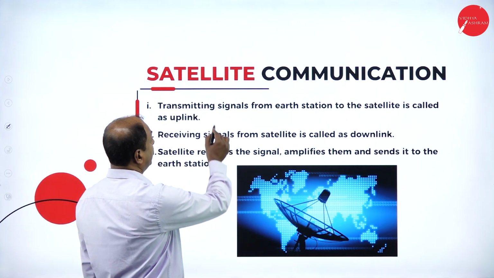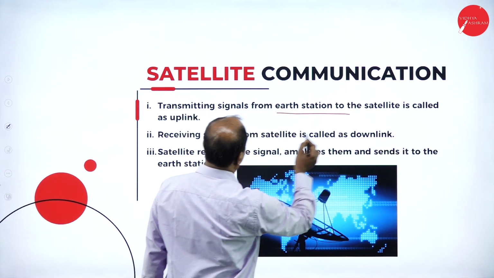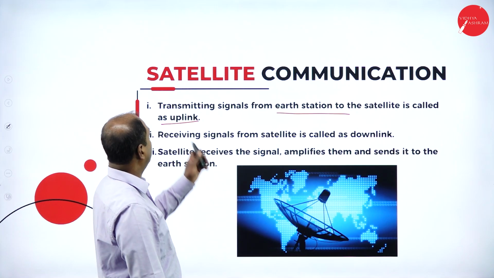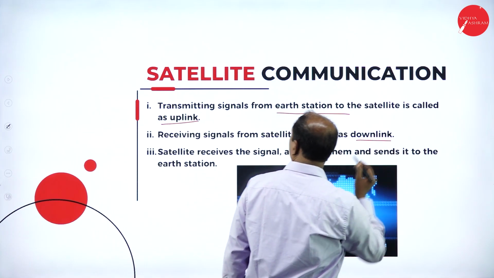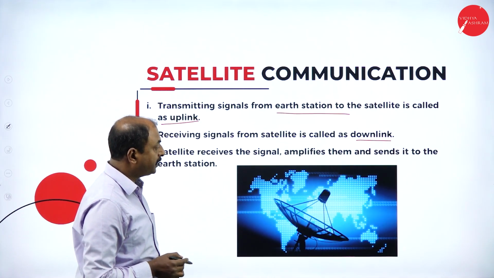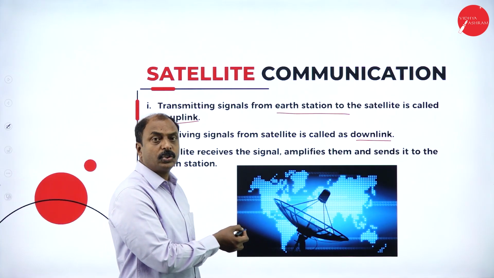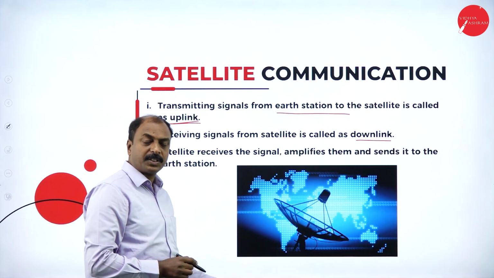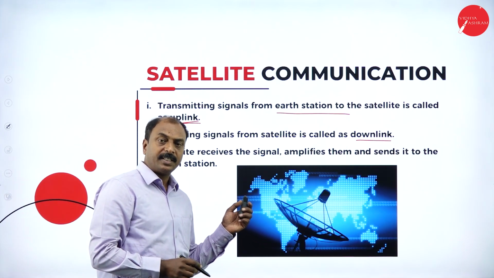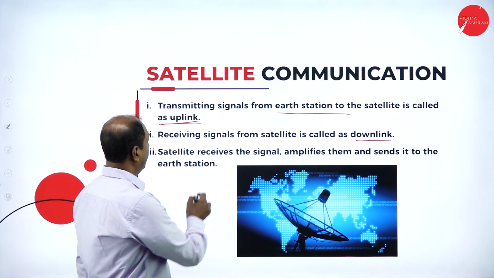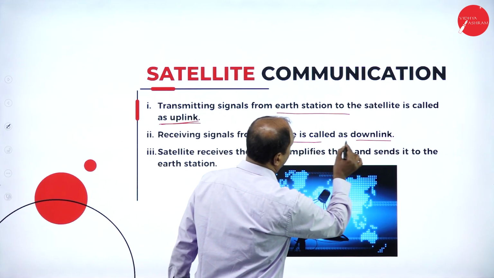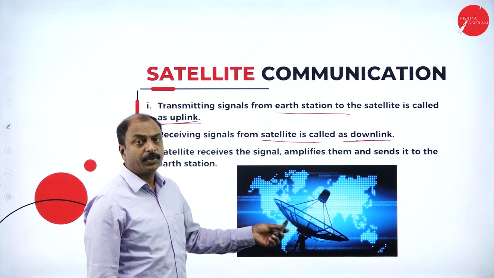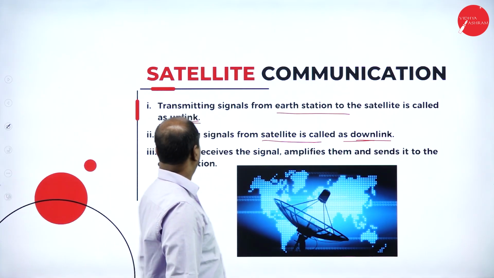Transmitting a signal from the Earth station to the satellite is called uplink, and there are two concepts here: one is uplink, the second one is downlink. The first step is from the Earth station to the satellite, which is called uplink. The signal from the Earth station reaching the satellite is uplink, and receiving the signal from the satellite is called downlink. Once the signal is transmitted from the satellite to the Earth station, that is called downlink.